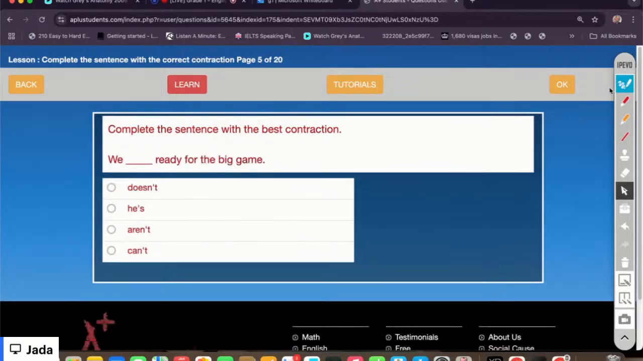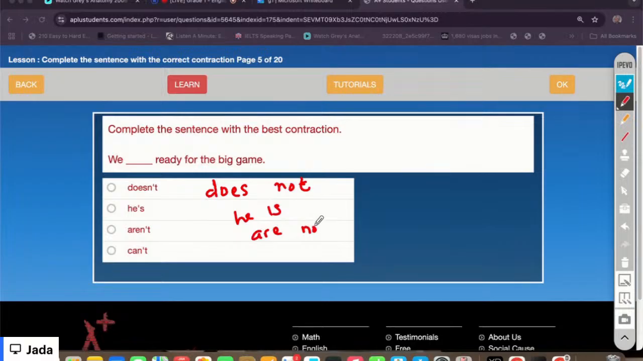We dash ready for the big game. So we is, it we doesn't? So we does not. He is, are not, or cannot. So we cannot ready for the big game, or we aren't, or we he is, or we does not. What do you think is the right contraction here?